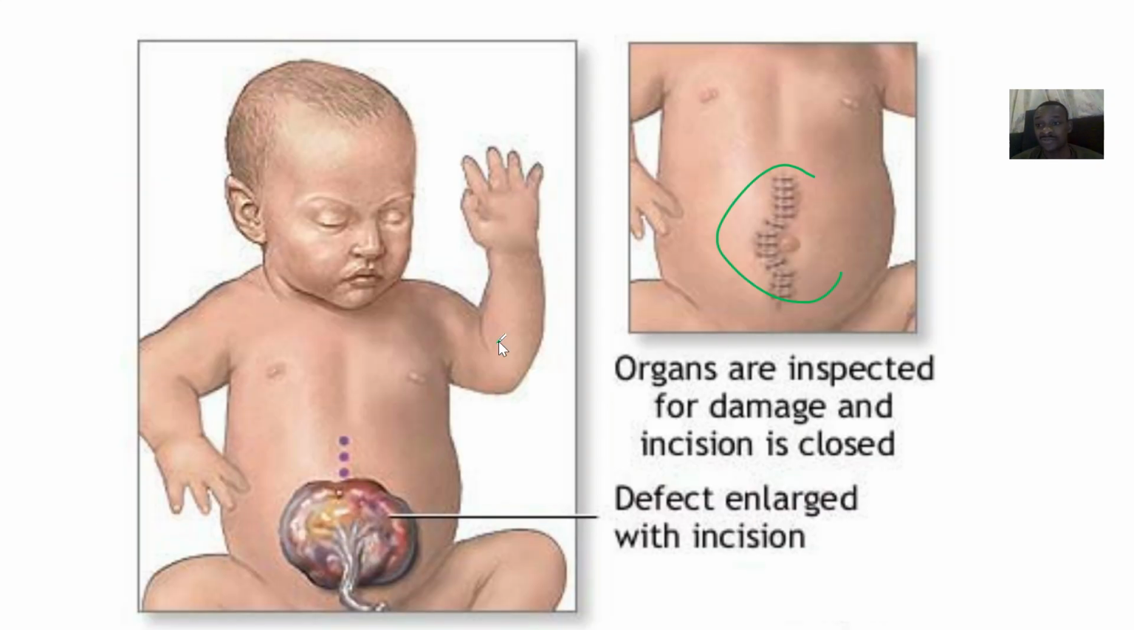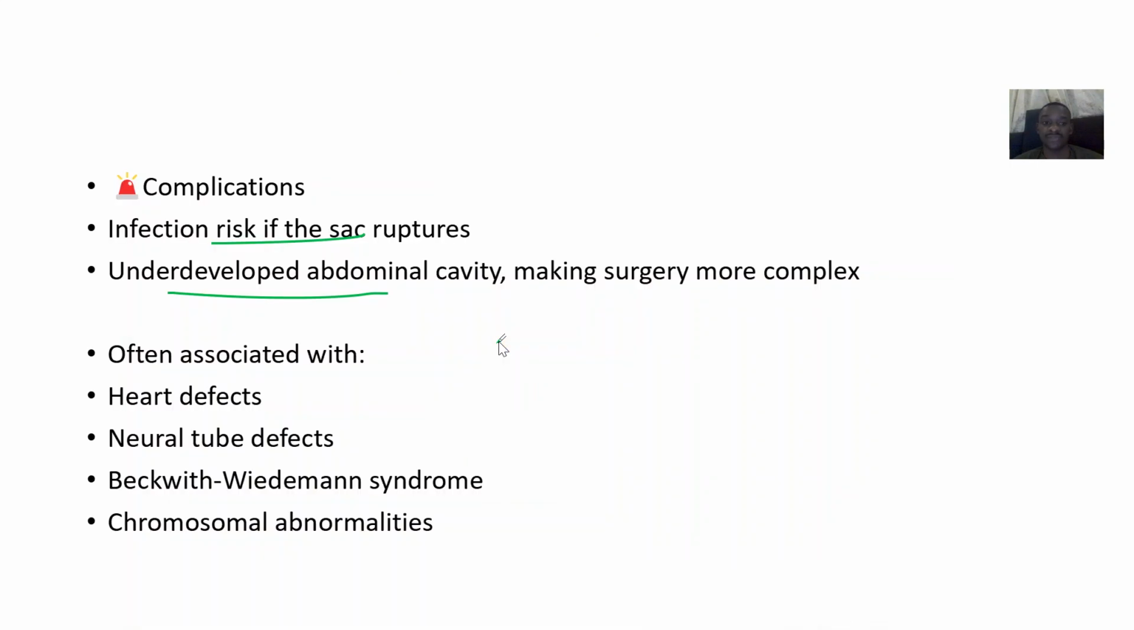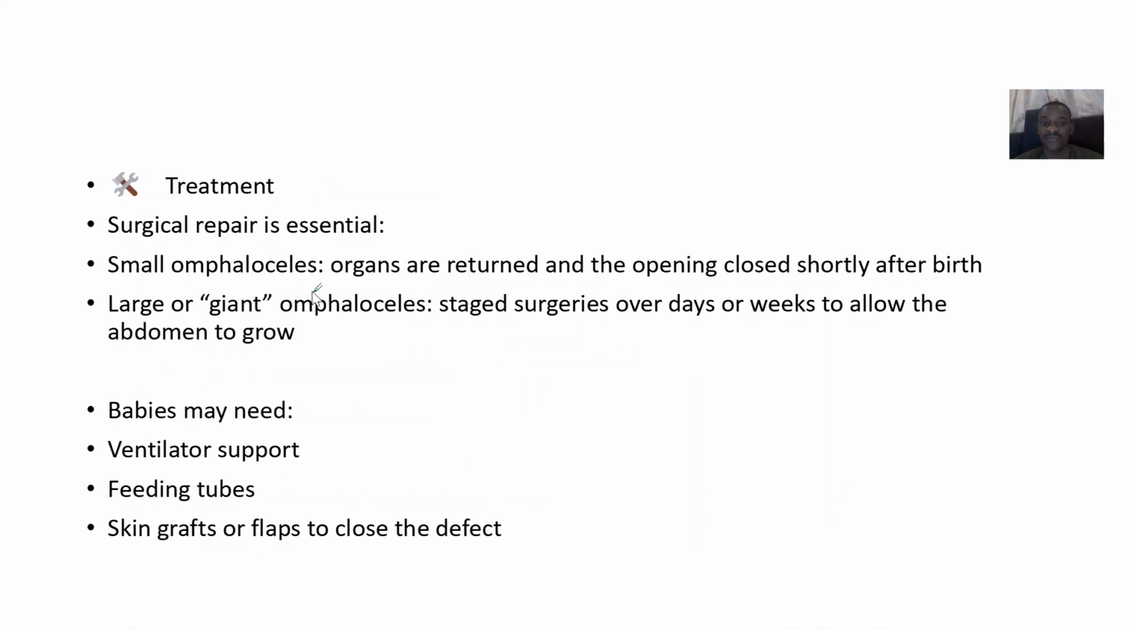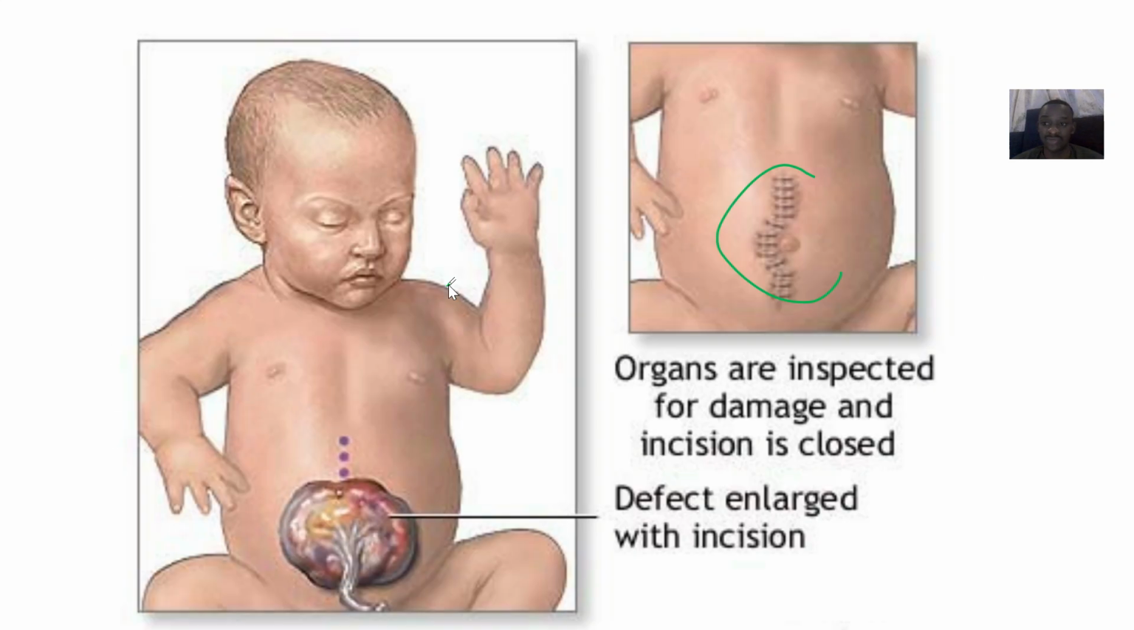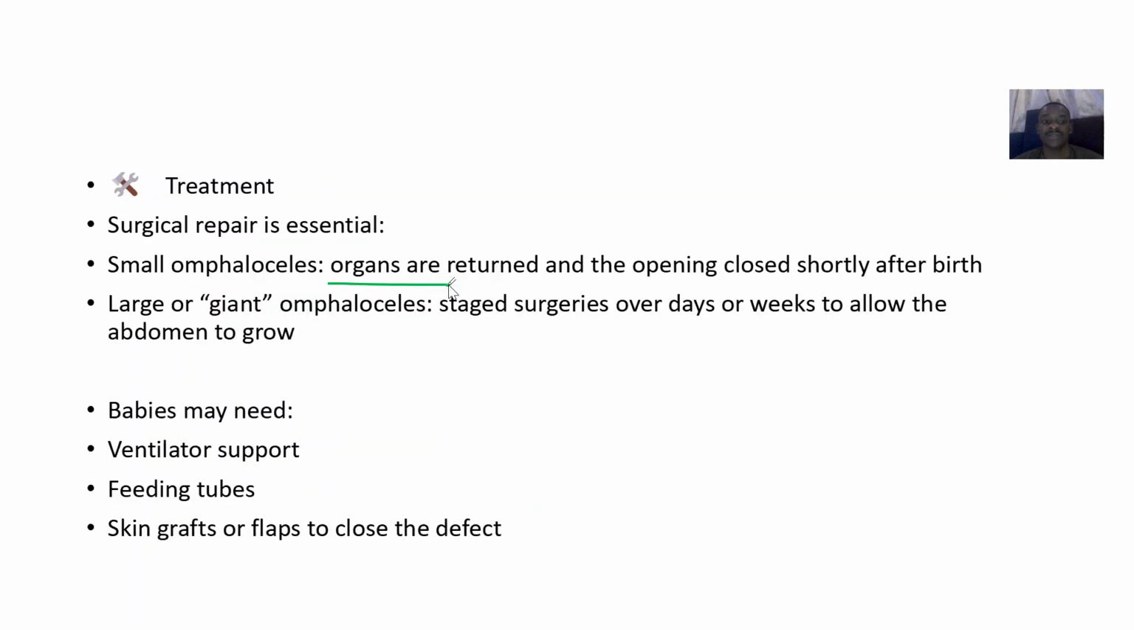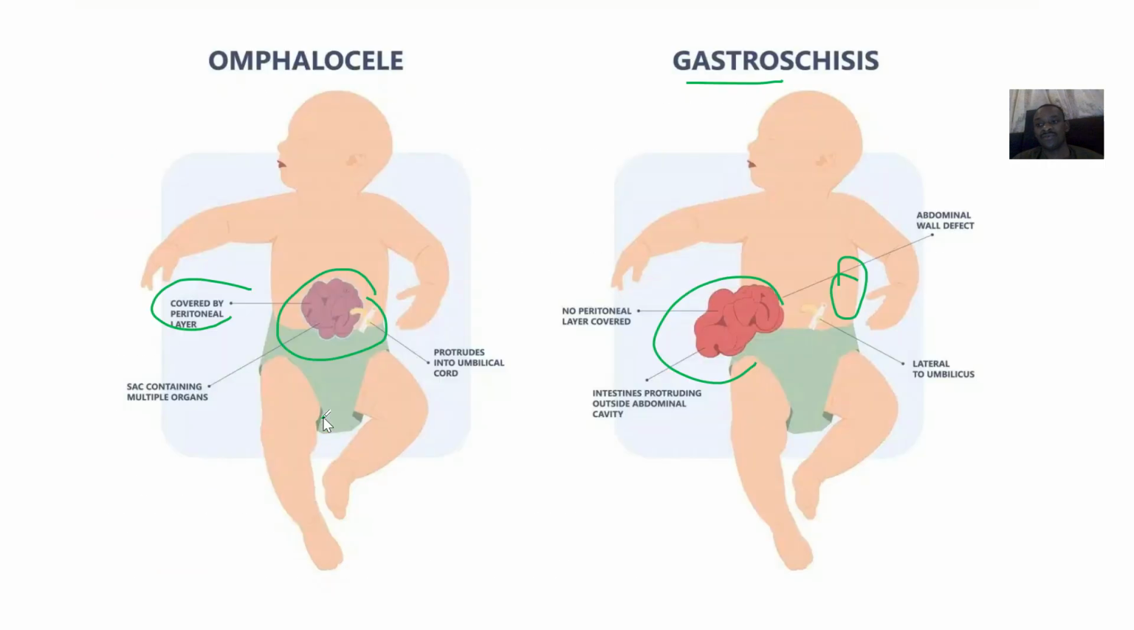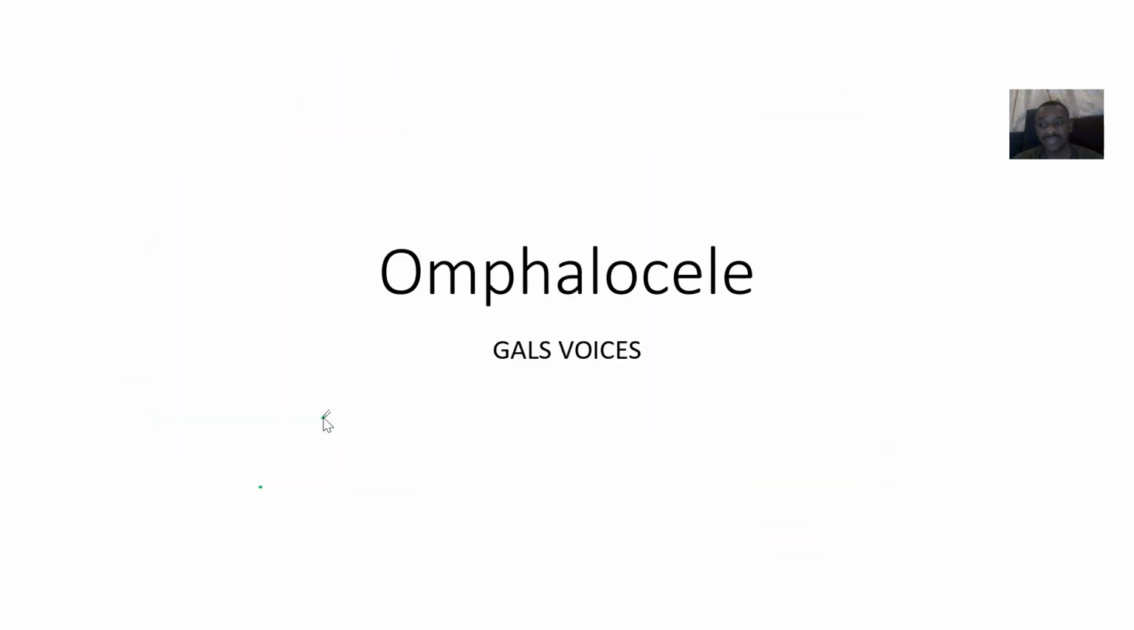Treatment. So surgical repair is essential, right? It's not a drug issue. It's a surgical issue. So small Omphalocele, organs will be returned. Then the abdominal cavity is closed up with stitches. All right. Then large ones, okay. For large ones, you have to allow the baby to grow further, to be able to absorb the tension of the surgeries. So that's just it for this Omphalocele congenital condition.